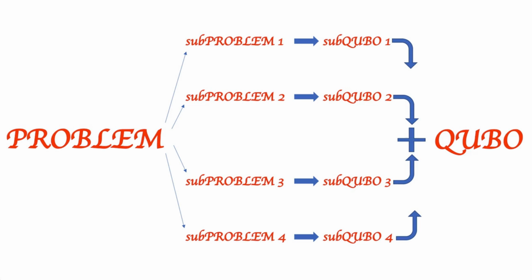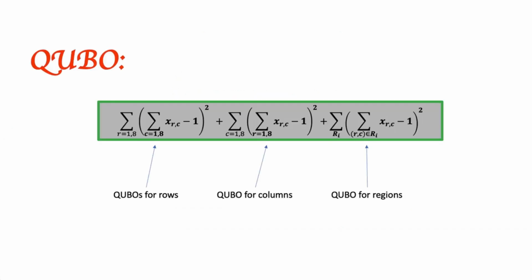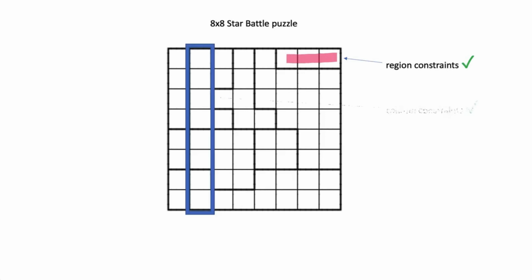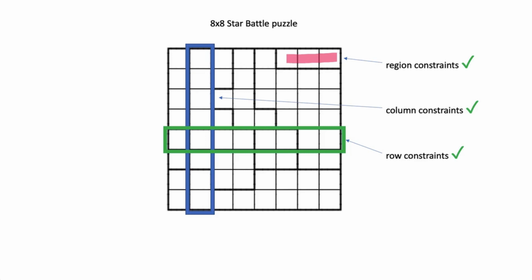You may be wondering about how we combine individual QUBOs for the column, row, and region constraints. After creating the individual QUBOs, we can simply add them together to obtain the global QUBO. Following this approach, here is the summation of all the sub-QUBOs that we have created so far. In the case of the 8 by 8 StarBattle puzzle, there are 8 region constraints, 8 column constraints, and 8 row constraints. So we have decomposed the global problem into 24 constraints so far.